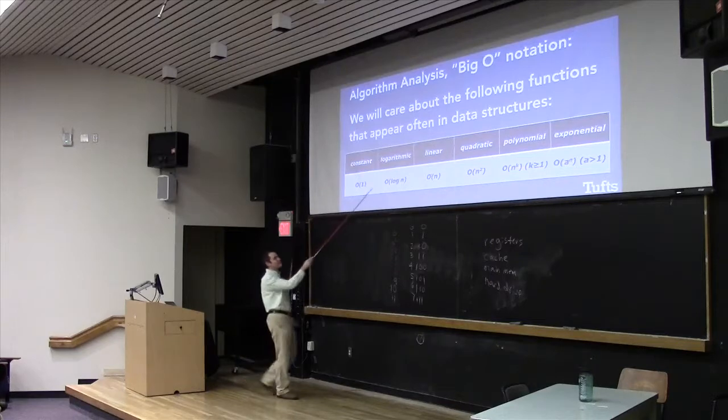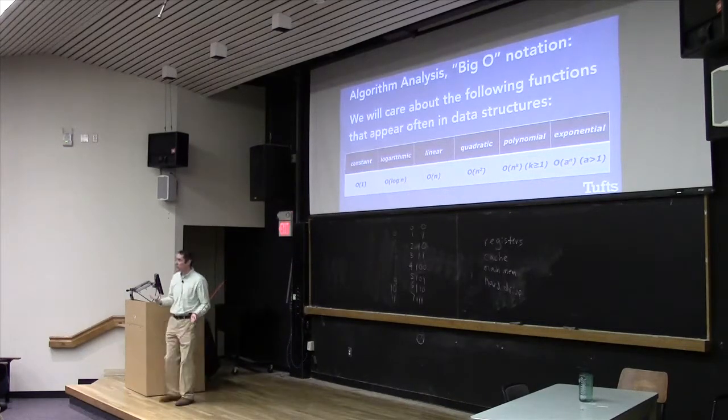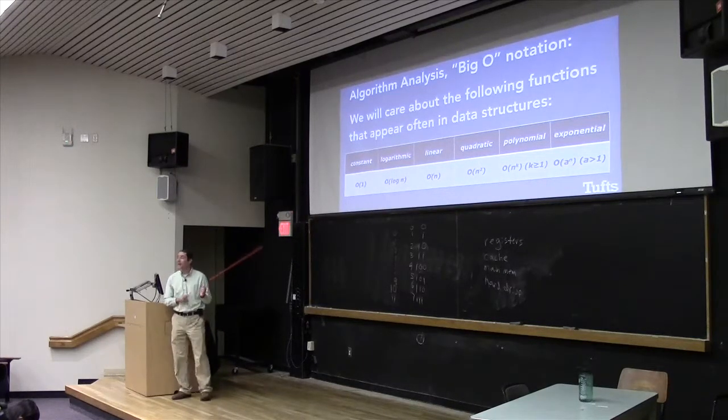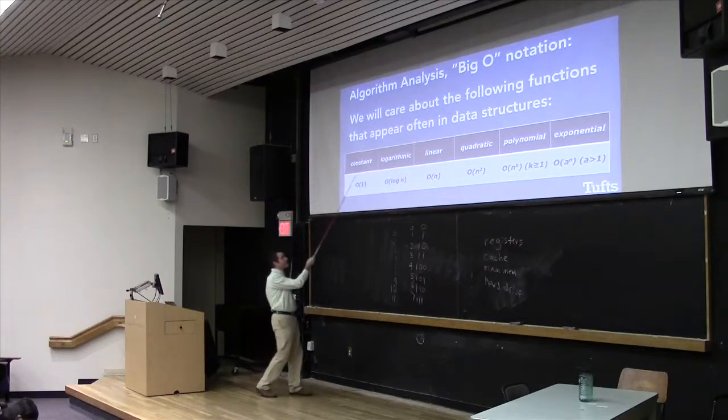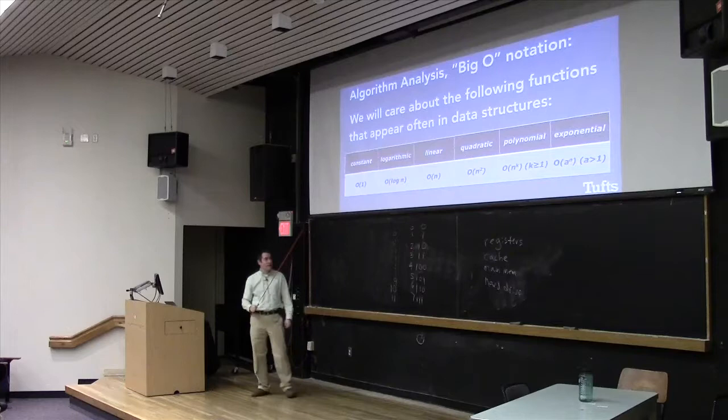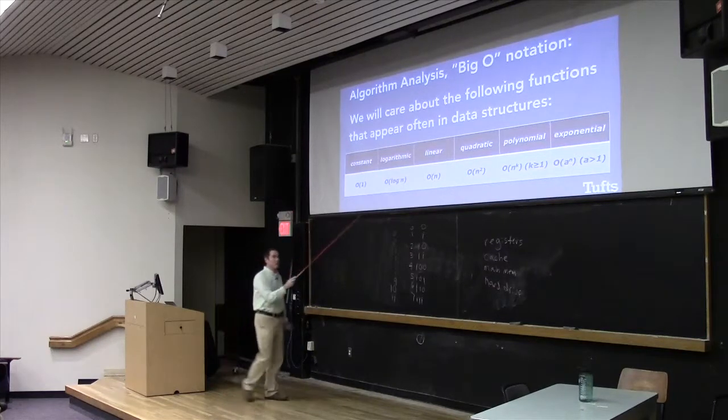Logarithmic time. We have mentioned this a number of times in terms of the tree structures. Tree structures are naturally logarithmic because the height of a tree is the log of the number of values in the tree. So a lot of the operations we do on trees tend to be logarithmic. Logarithmic is great. Notice it's the next one after constant. Linear is the one we just talked about.